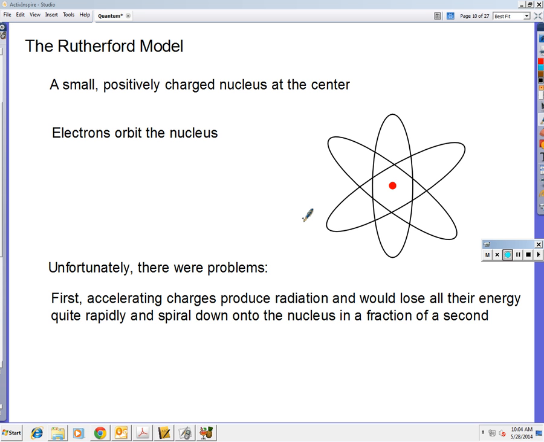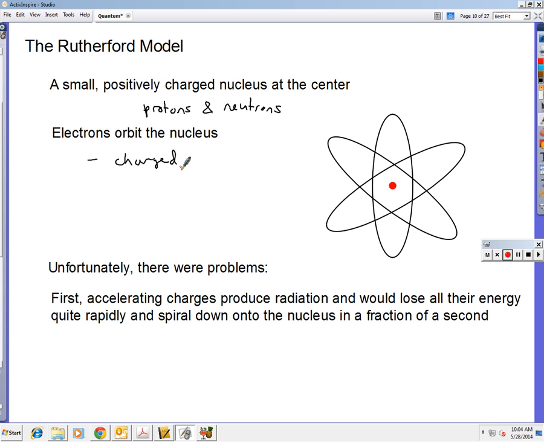You have a small positively charged nucleus at the center that contains protons and neutrons, and you have the electrons, which are negatively charged, orbiting that nucleus. And the electrons are very small, about 0.1% the mass of a proton. And in the nuclear unit, we'll look at exactly how we know this model, or why this model makes sense, what experimental evidence leads to it.